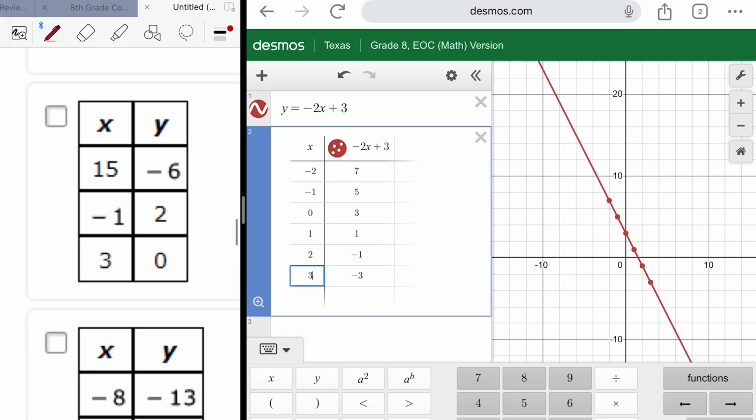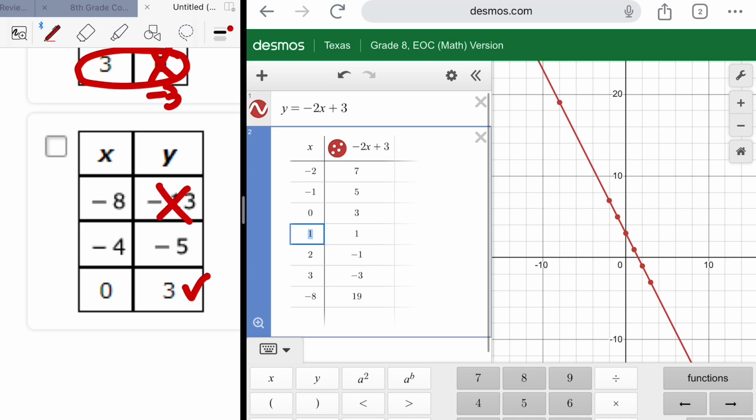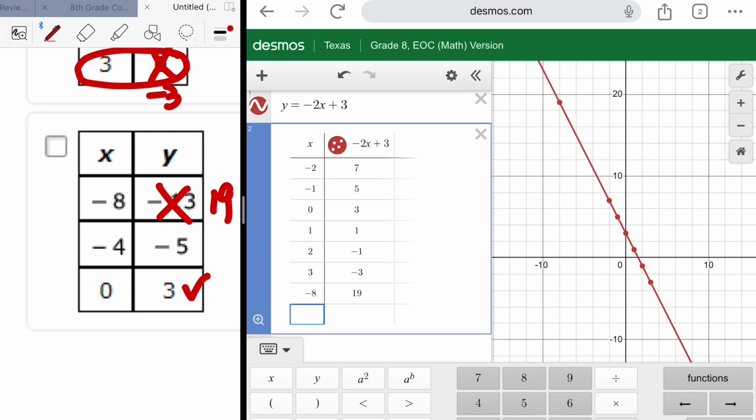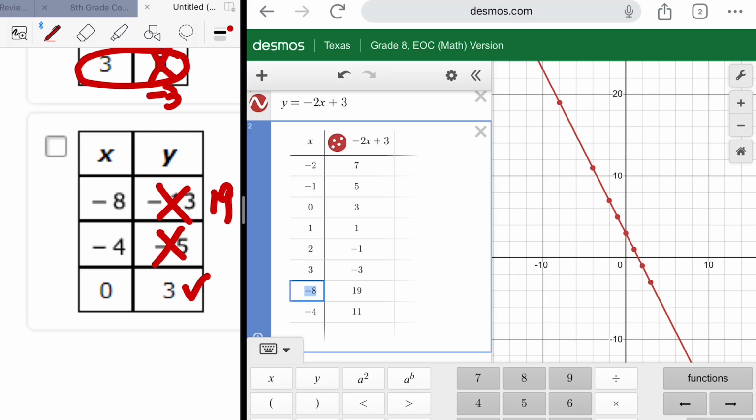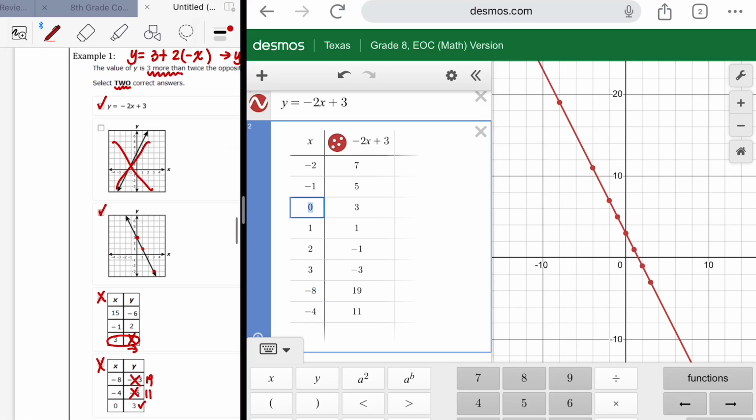Ooh, I got a lot of numbers, but I can cross this one out because I already have a 0, a 3, and a negative 3. Not going to be a 0, so this one is wrong. Next one, right here, 0 and 3. This is correct. But I don't have the rest of them. Go ahead and type it in. Negative 8 paired with 19. Negative 4 paired with 11. So this is wrong. The correct 2 answers will be the first one and the third one.